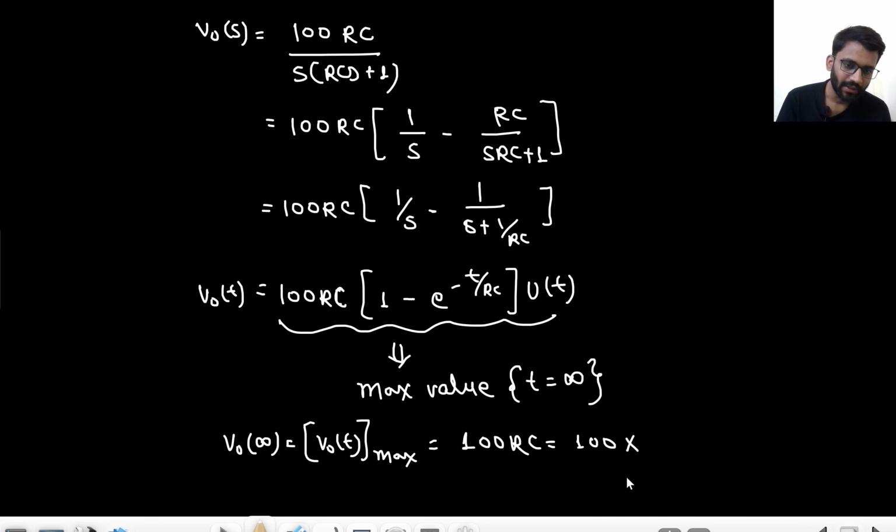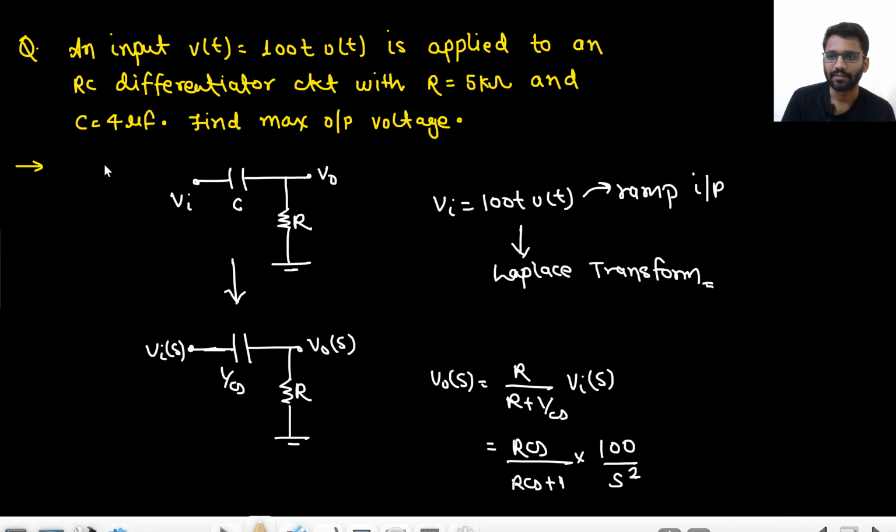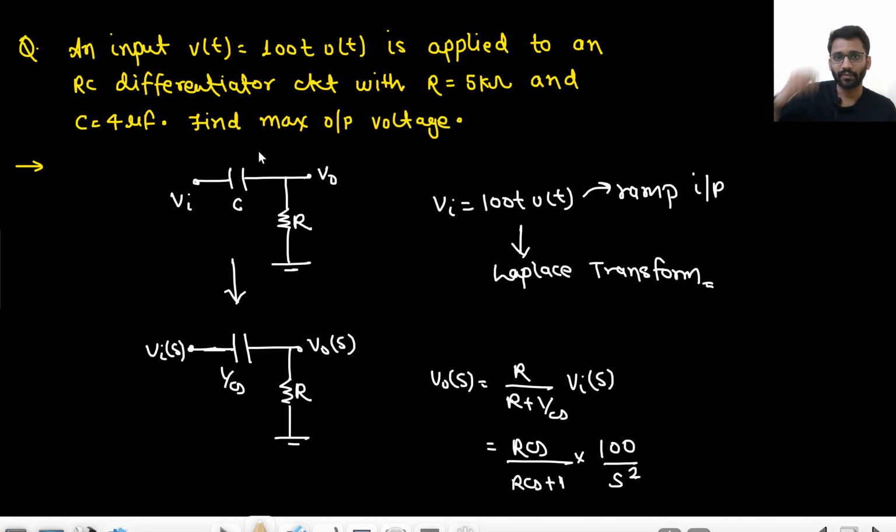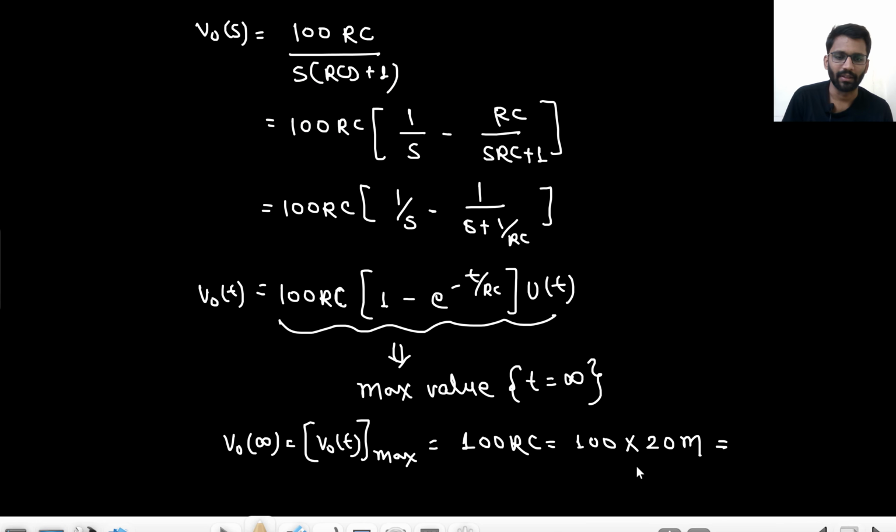So 100 into, what is the value of RC? RC is 5K into 4 micro. 5 into 4 is 20, and micro and kilo make milli. So it would be 20 milli. So it would be 2 volt. That is the maximum value of the output we will get.